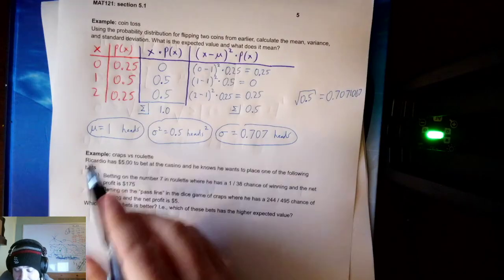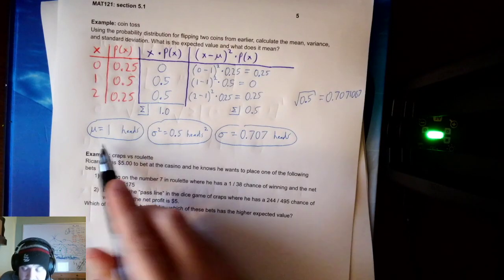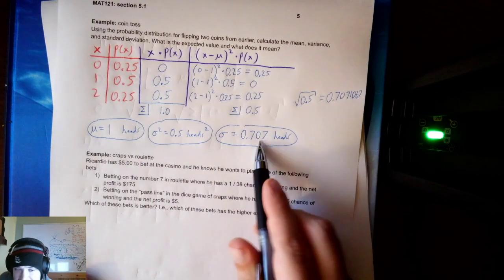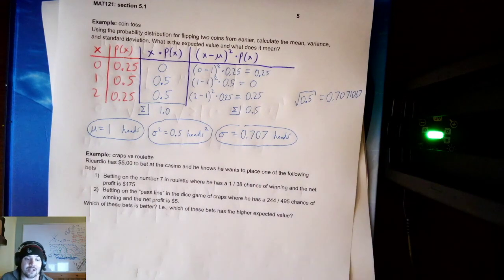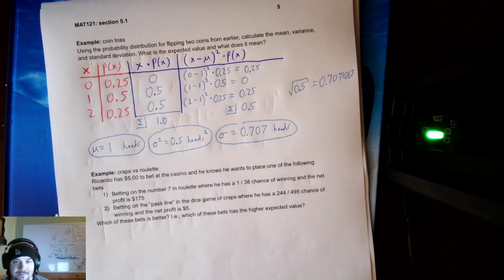So my expected outcome is 1 heads, and I have my variance and my standard deviation. I can now use this data to draw conclusions about my procedure. And we'll be doing that in later chapters. We'll be looking at some of these values. We'll be using some of this information to help us.